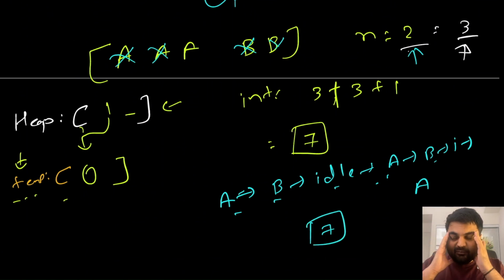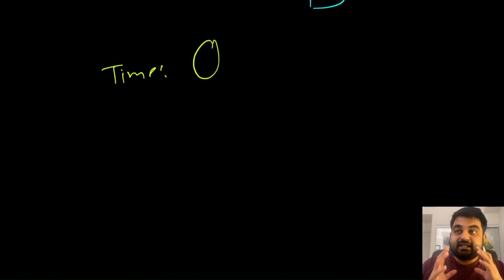I know I went over a lot of things, but I hope that what I was explaining made sense. If we see time and space complexity in this case, well, time complexity contains a lot of steps.